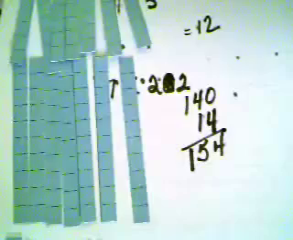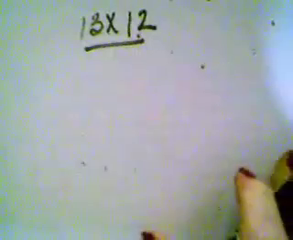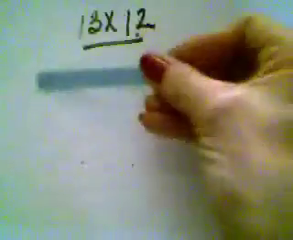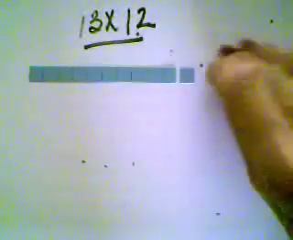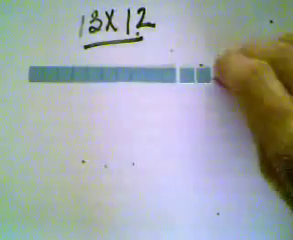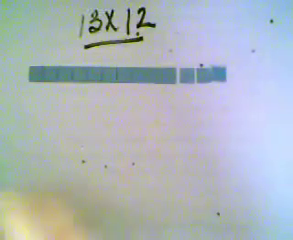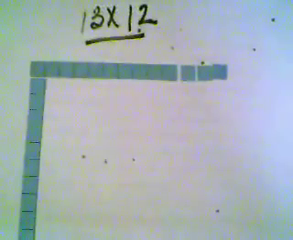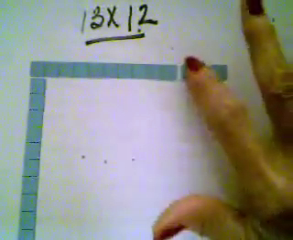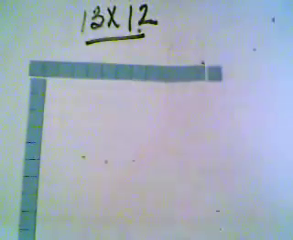Now, let's look at an example where we are multiplying maybe 13 times 12. So I'm going to create 13. And now I need to make 12. So I have the outline of my rectangle, and now I just need to fill it in.